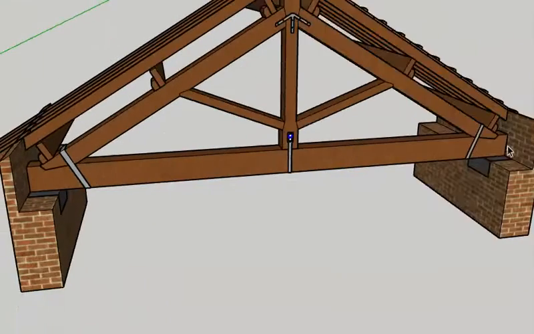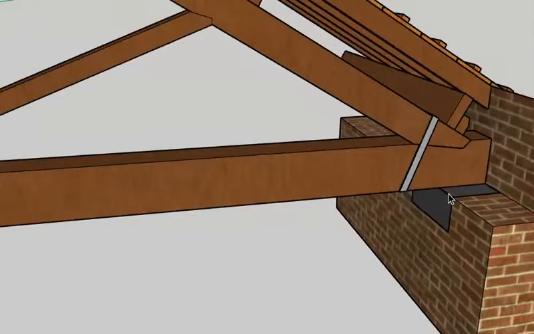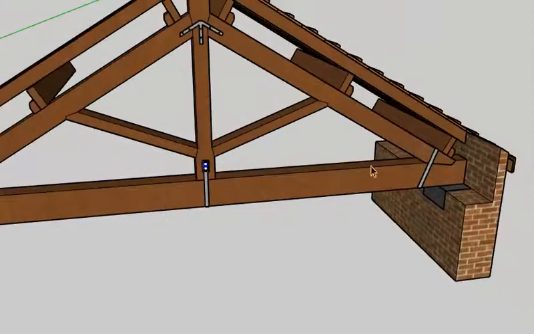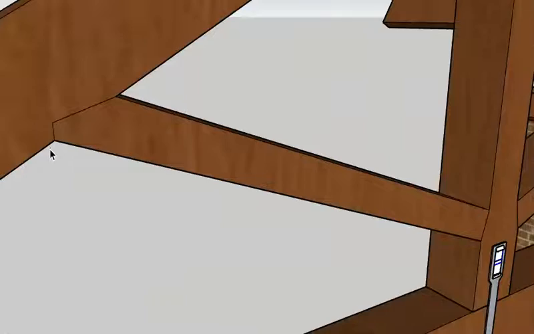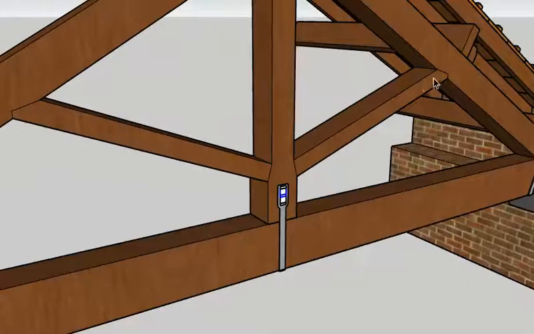You will see a similar house joint on this side. A similar type of house joint is also made between the struts here. As you can see, this is one strut and this is another strut here.